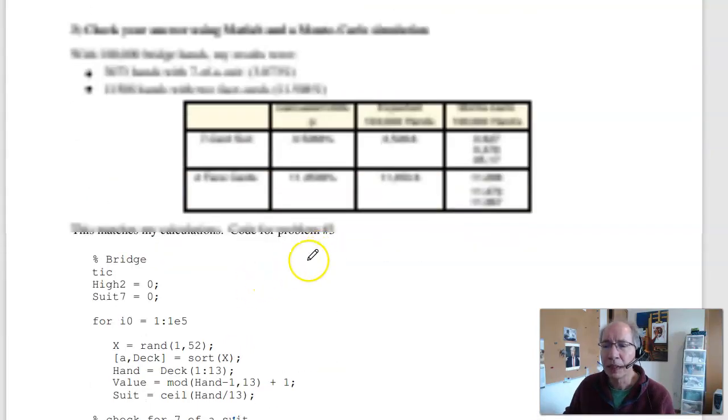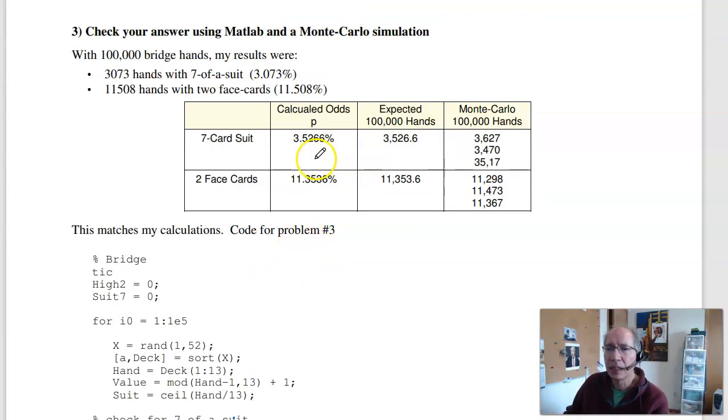Now, by doing that, here's what I calculated. The odds should be 3.5%, meaning for 100,000 hands, I should get 3526 hands that have 7 cards in a suit. Running the Monte Carlo, I got 3627, 3470, 3517. Again, not exactly the same, that's Monte Carlo, but same ballpark, meaning I probably did it right.